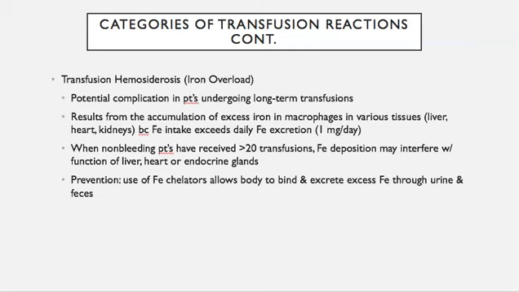So this results from the accumulation of excess iron in macrophages in various tissues, so especially the liver, heart, and kidneys, because iron intake exceeds the daily iron excretion, which is 1 milligram per day. So you're taking in more iron than your body can get rid of. So this happens when non-bleeding patients have received greater than 20 transfusions. Iron deposition can interfere with the liver function, heart, or endocrine glands. So to prevent this, we want to use iron chelators, which allows the body to bind and excrete the excess iron through urine and feces.